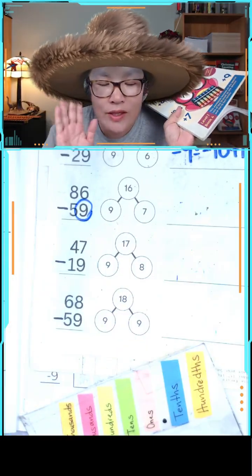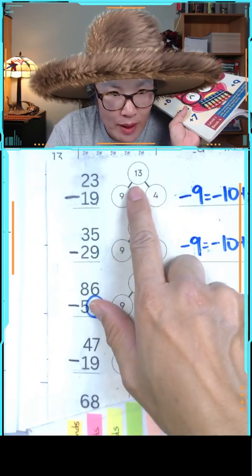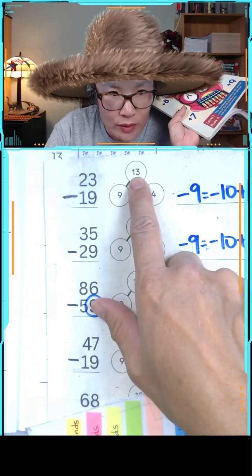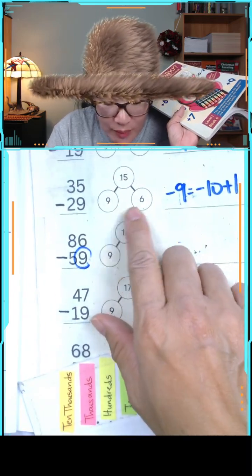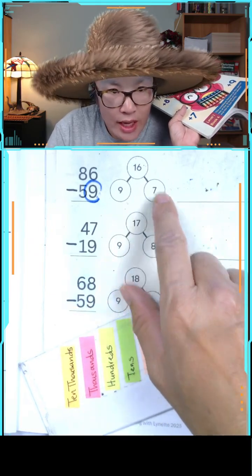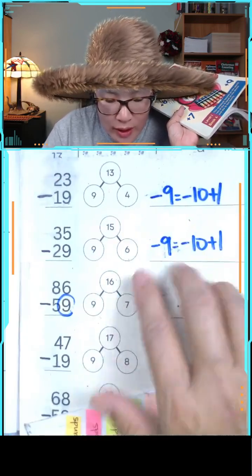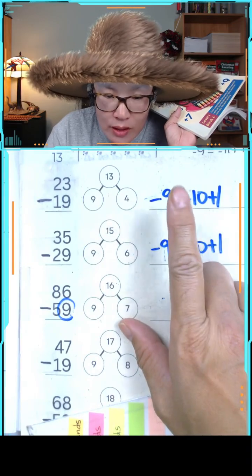Okay, here, the reason why I'm so excited is because you don't need to memorize. You don't need to memorize 9 plus 4 is equal to 13. You don't need to memorize 9 plus 6 is equal to 15. You don't need to memorize that 9 plus 7 is 16. You don't need to memorize all of this stuff. You only need to know and understand this concept, how to take away the 10.